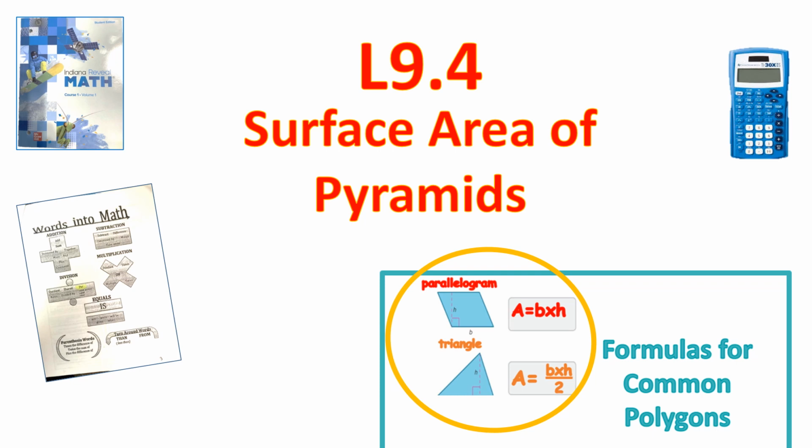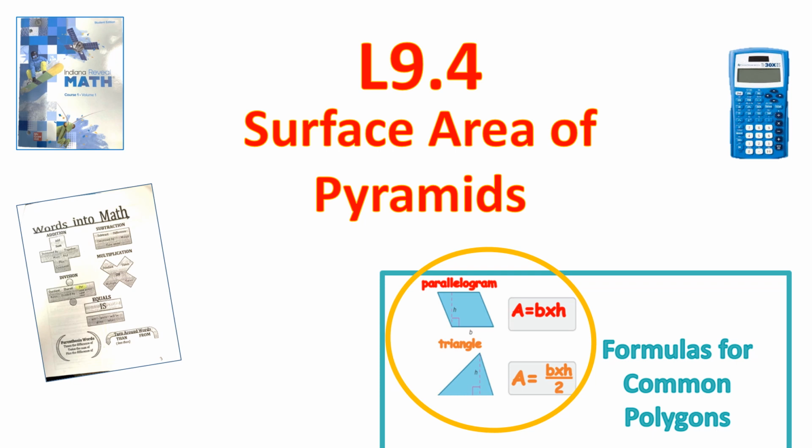We're going to continue on today, though, with the idea of finding surface area. Once again, finding the area of the shapes that make up the three-dimensional object. And in this situation, we're going to be using squares. So we have the formula for area of a parallelogram, and triangles. So we have the area of a triangle, base times height divided by 2.